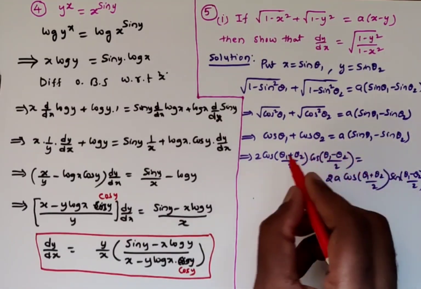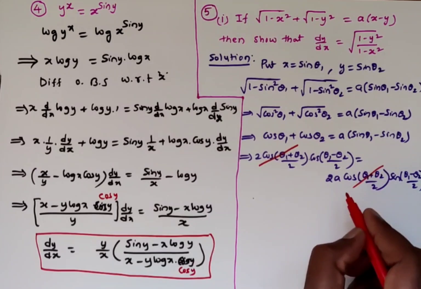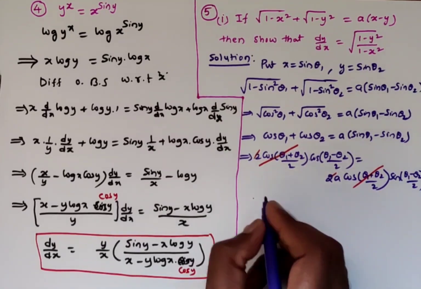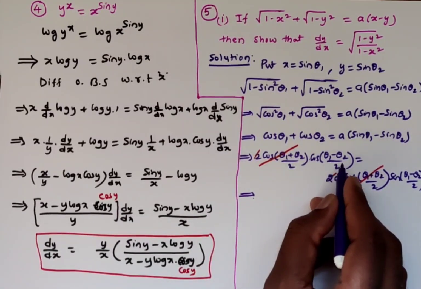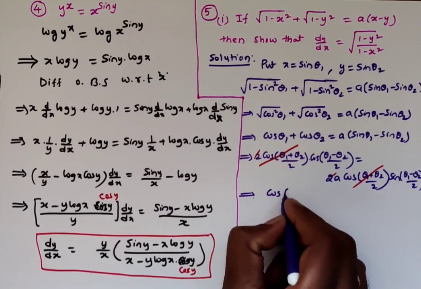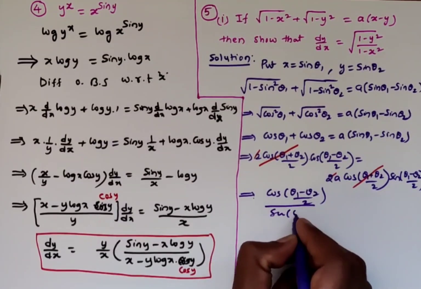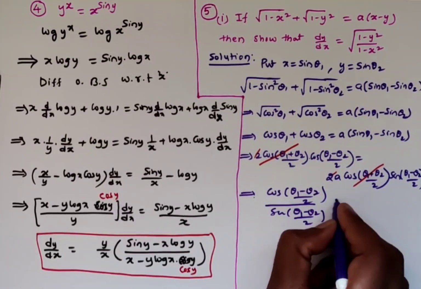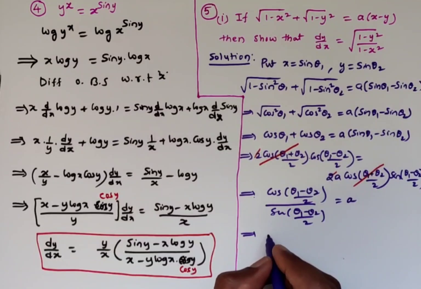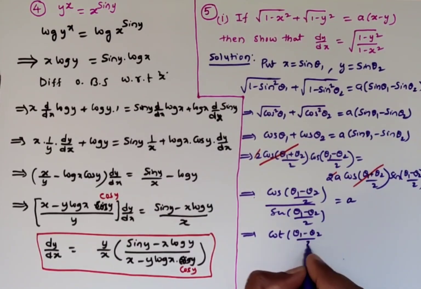Now here on both sides we have 2 into cos of theta 1 plus theta 2 by 2, and the 2 also gets cancelled. Now the leftover thing is cos of theta 1 minus theta 2 by 2, and it is a into sin of theta 1 minus theta 2 by 2. So we can write it as cos of theta 1 minus theta 2 by 2 whole divided by sin of theta 1 minus theta 2 by 2, which is equal to constant a. Then this is cos by sin, that is cot of theta 1 minus theta 2 by 2 is a.